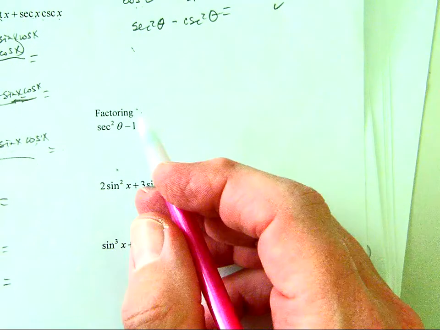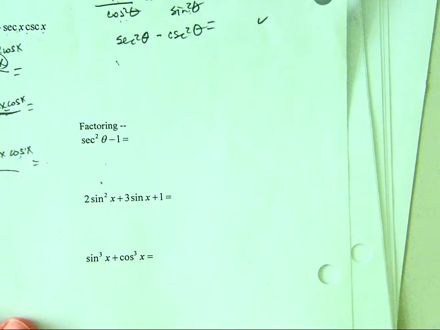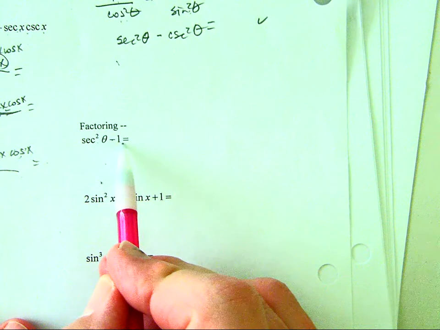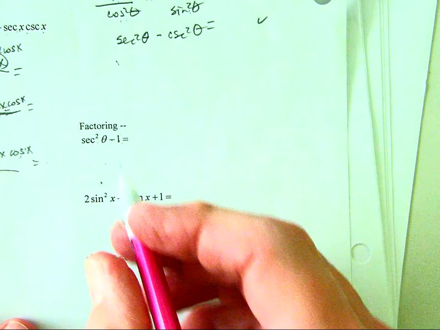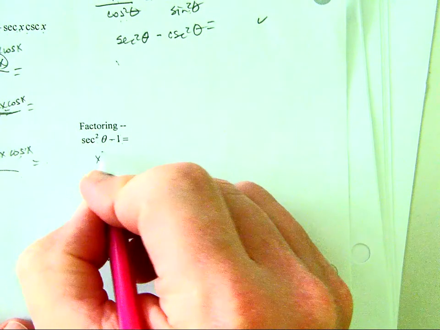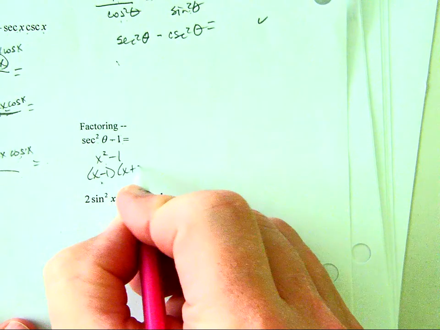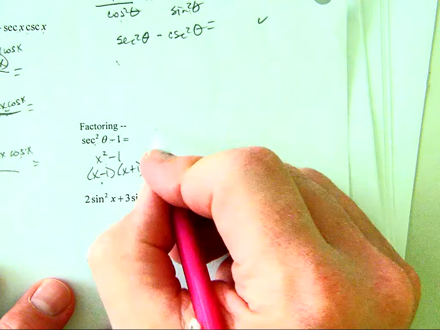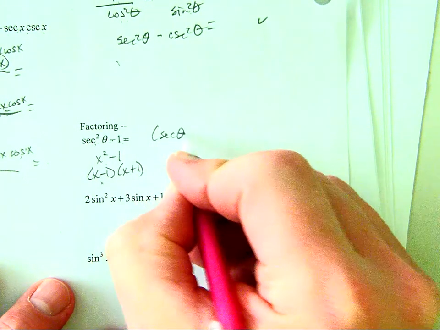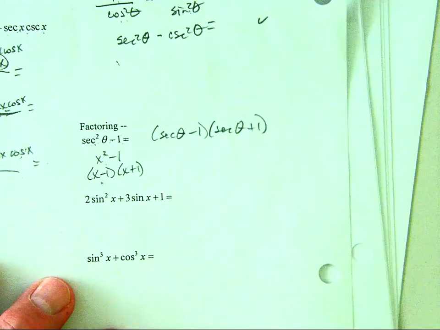Like here, sometimes you might have to factor. So if you look at this, that's the difference of two squares. We have a secant squared minus 1 squared. Well, we factored those in algebra. If you had like x squared minus 1, we factored that as x minus 1 times x plus 1. We can do the same thing here. We have secant squared minus 1. So that factors as secant minus 1 times secant plus 1. Works just like it did in algebra.